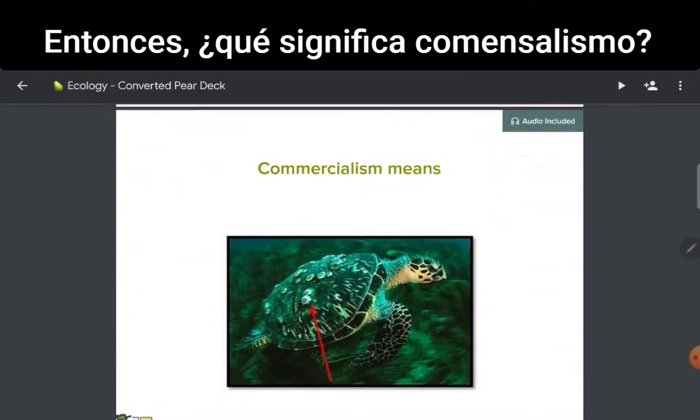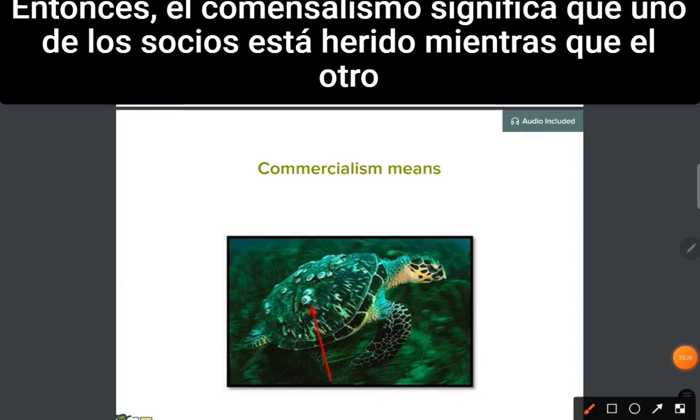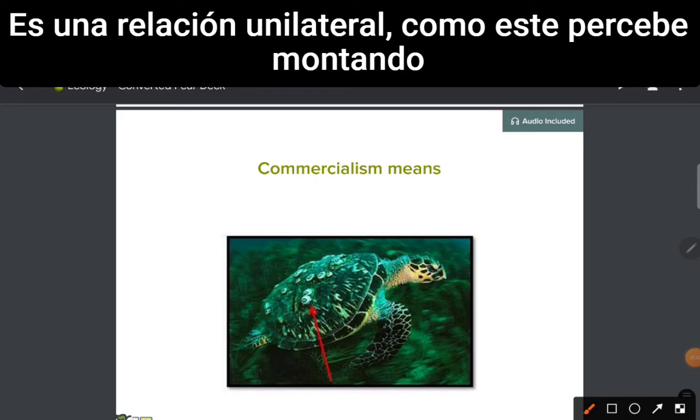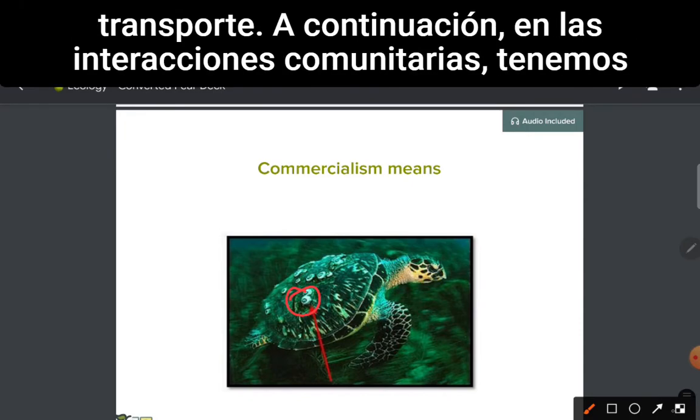All right, so what does commensalism mean? So commensalism means one partner is helped while the other is neither helped nor hurt. It is a one-sided relationship, like this barnacle riding on this turtle. The turtle gets nothing, and the barnacle gets transportation.